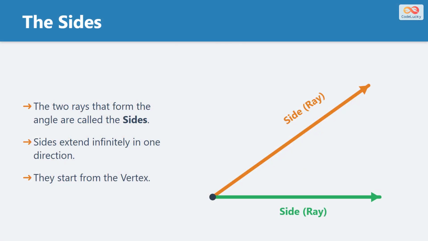Now let's look at the lines themselves. The two rays that form the angle are called the sides. Remember, since they are rays, they start at the vertex and extend infinitely in one direction.